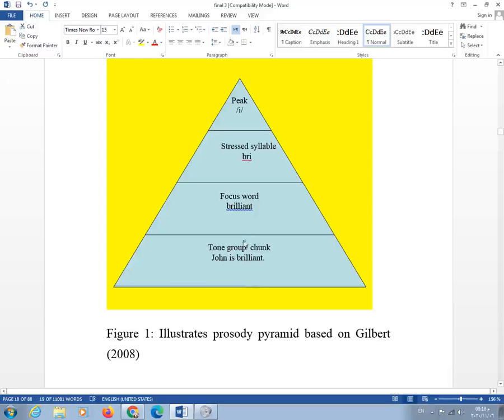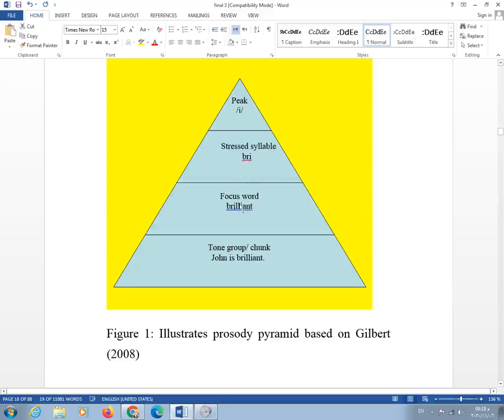So we get brilliant here and put it here in this rank as a focus word. A focus word. What's a focus word? It's the most important word. The most. The word that gives the most of the meaning. أهم كلمة في الشنك أهم كلمة في التونيوت في الوحدة النغمية دي. And inside this word, which is brilliant, we have another thing. Yes, we have a stressed syllable, which is bri. Okay, here brilliant. We have two.